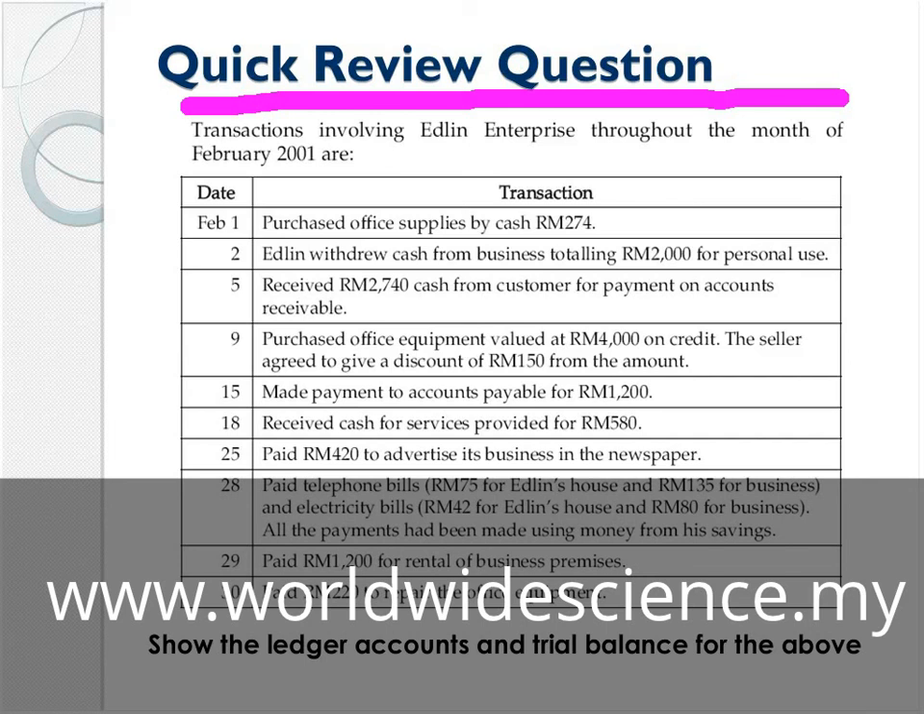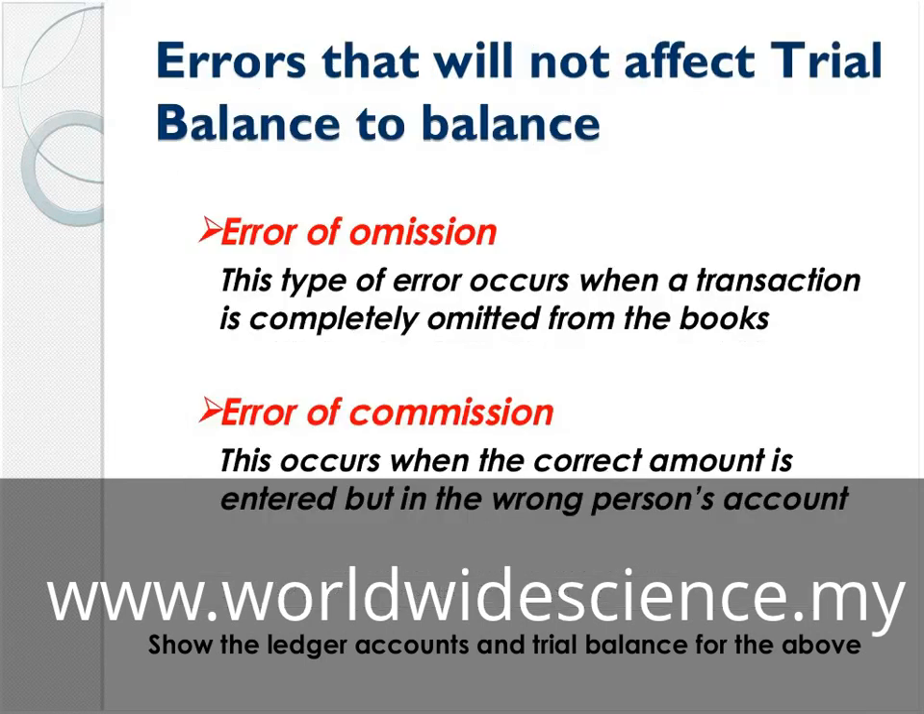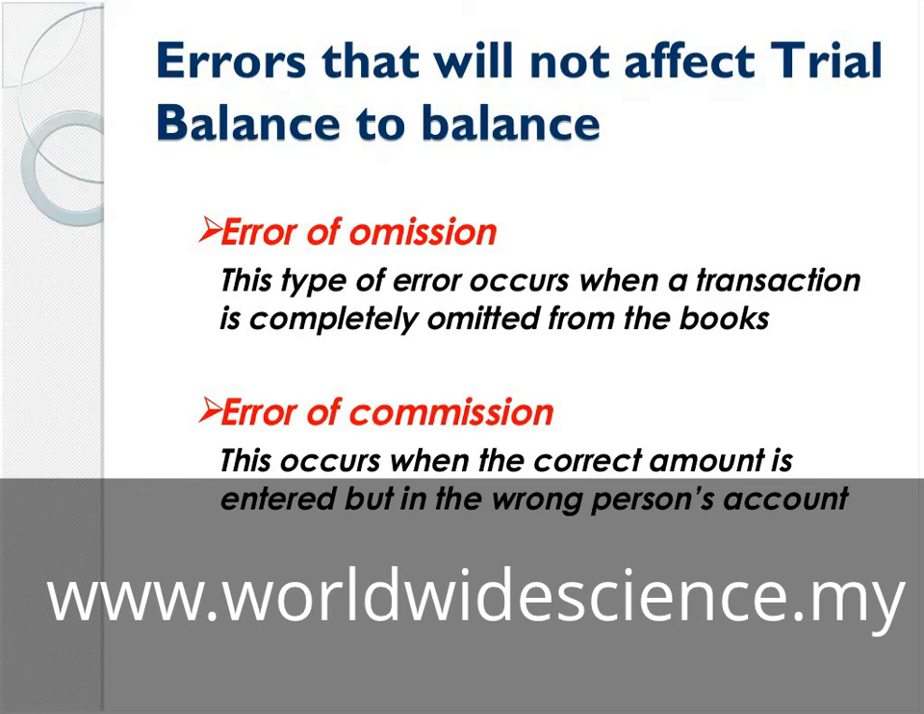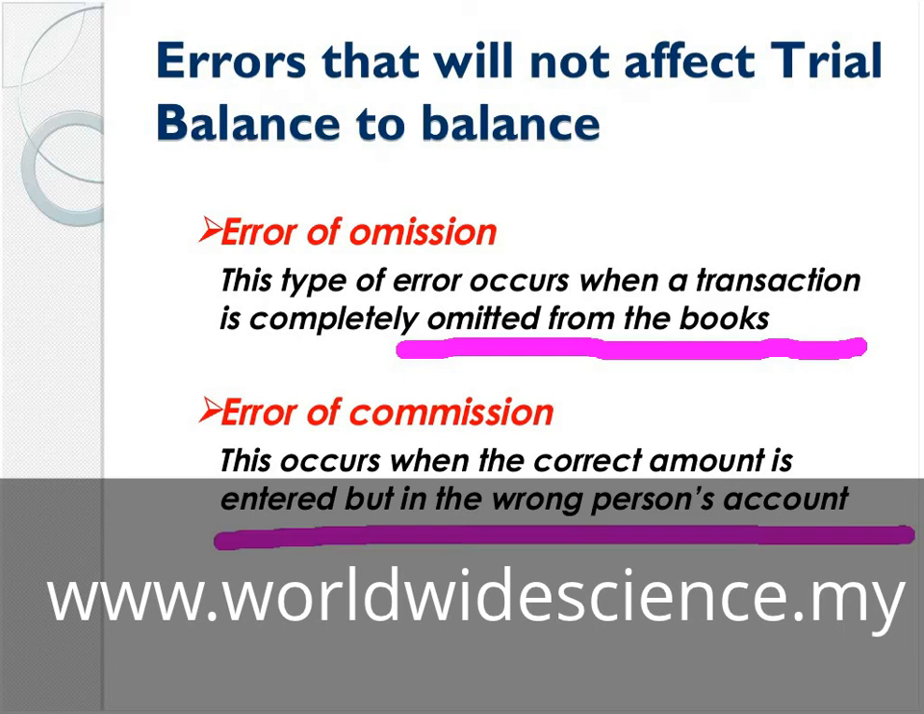We have some errors. Do you remember, as I told you, sometimes the balance would not be equal because we have some mistakes, some errors that will not affect the trial balance. So which errors will not affect the balance? First, error of omission. This type of error occurs when the transaction is completely omitted from the books. We just missed our transaction and it is missing from our books. Next, error of commission. This occurs when the correct amount is entered but in the wrong person's account, right?